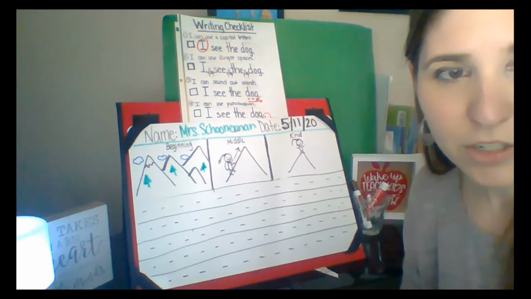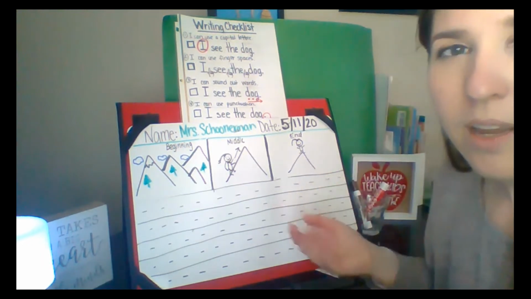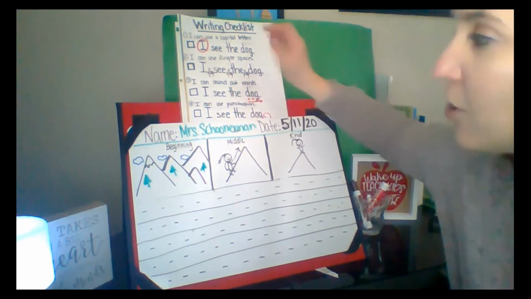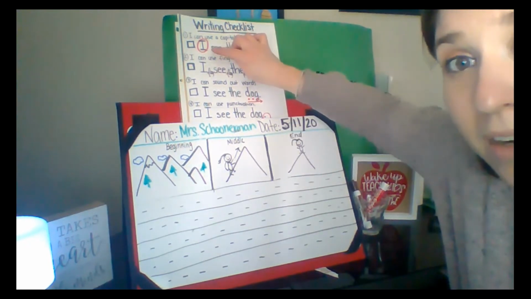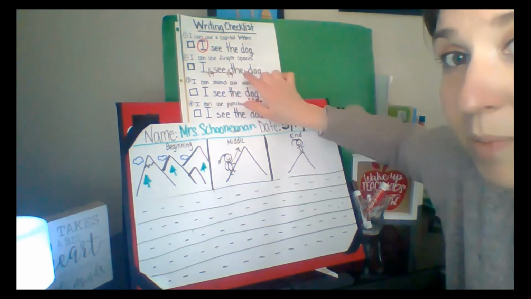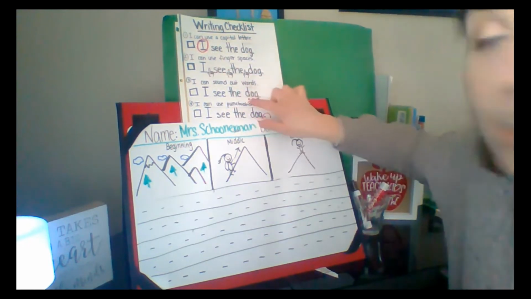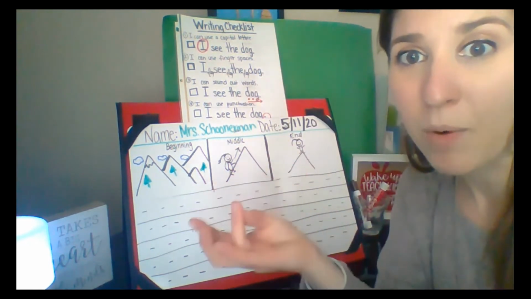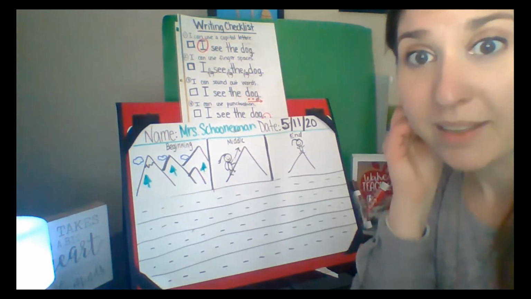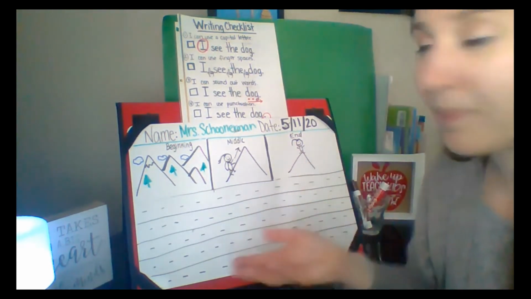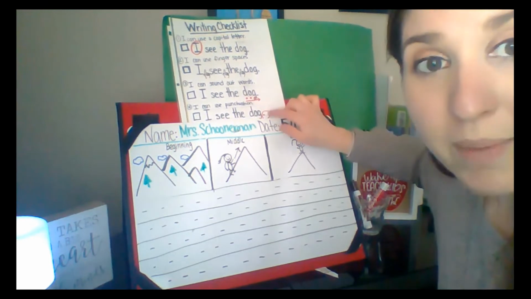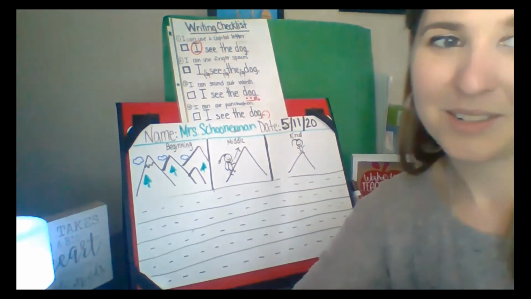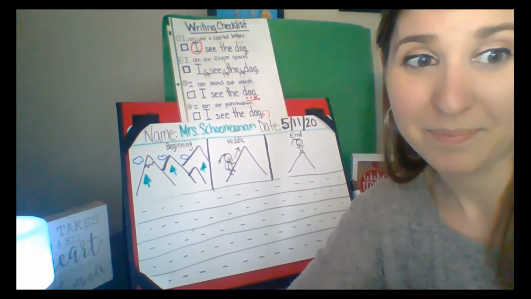Now, the next thing that we need to do is we need to add the words. And when we're adding the words, we need to keep in mind our writing checklist. So we're going to make sure that I start my sentence with a capital letter. We're going to use finger spaces between our words. When we get to words that we don't know, we're going to use our letter sounds to stretch them out and then tap them out. Listen to what you hear at the beginning, the middle, and the end, and write those sounds down on your paper. Last, you'll want to make sure that you end your sentences with punctuation. So a period, a question mark, or an exclamation point.